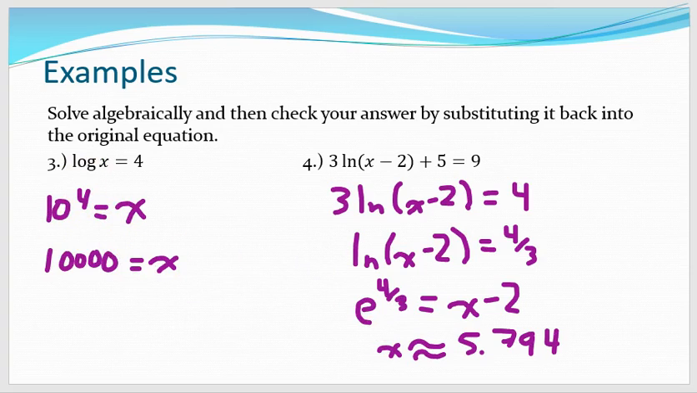So that's it for solving exponential and logarithmic equations. Just remember to always use the opposite technique. If it has logs in it, change it to exponential form. If it doesn't have logs in it, if it's in exponential form, then take log of both sides to get that answer. And that's all for the notes.